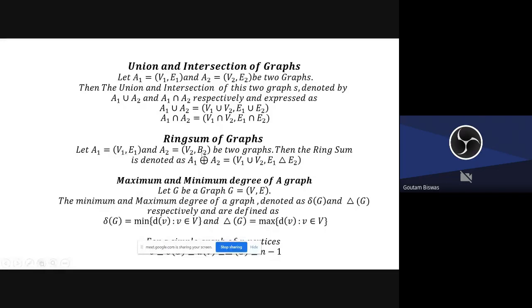So these are two graphs. Now, this may be a subgraph of a single graph, or it may not be. They are simply two graphs. Then the ring sum is different, and it has its own notation.